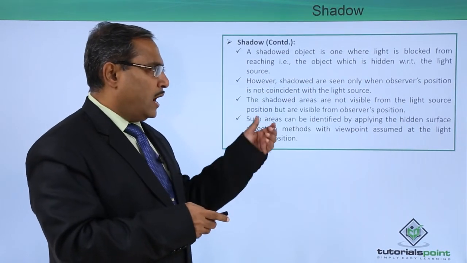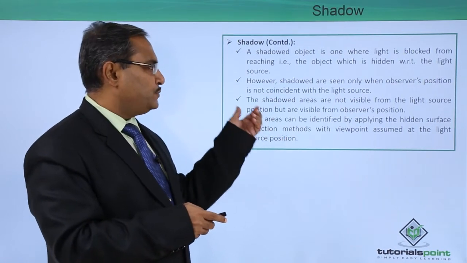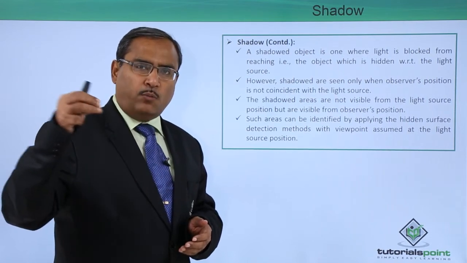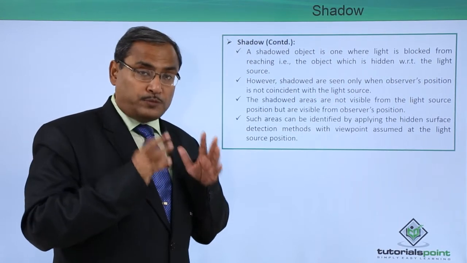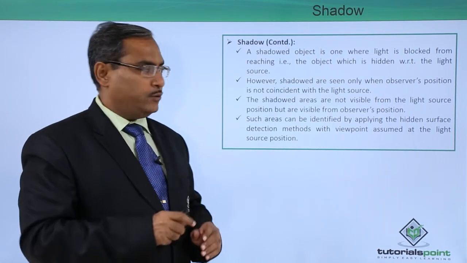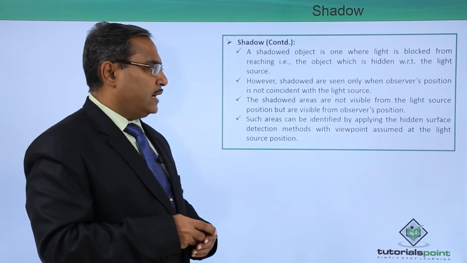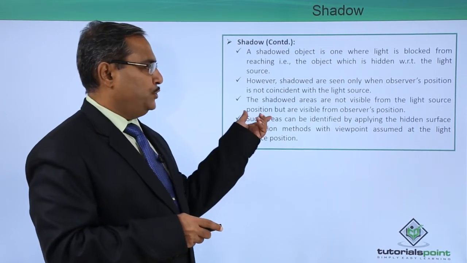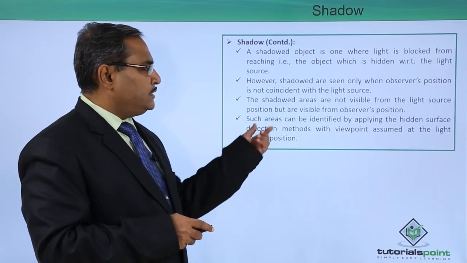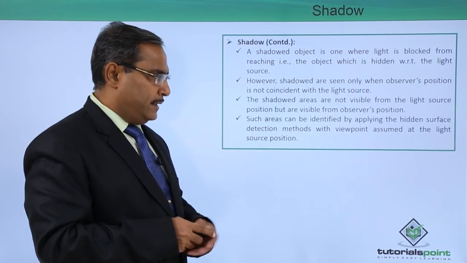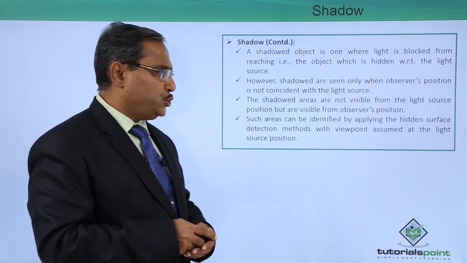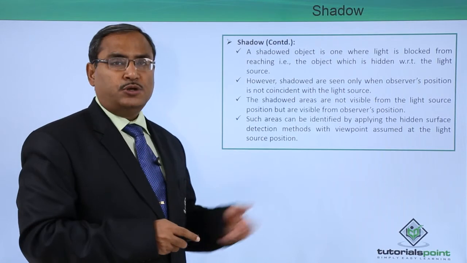However, shadows are seen only when the observer's position is not coincident with the light source. So light will be coming from one source, but the observer will be at some different angle. That's why the observer can see the shadow. The shadowed areas are not visible from the light source position but are visible from the observer's position. Such areas can be identified by applying the hidden surface detection methods with the viewpoint assumed at the light source position.